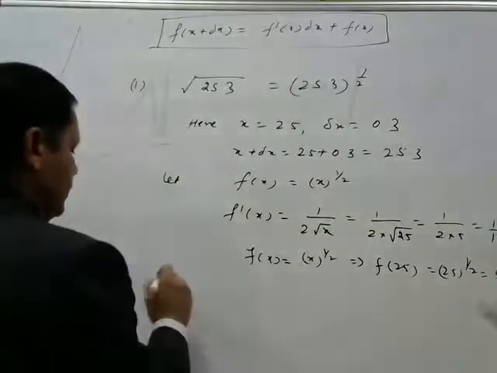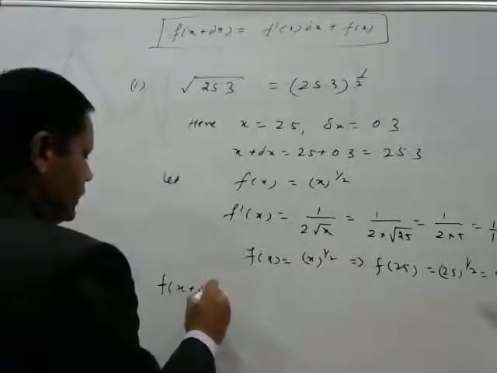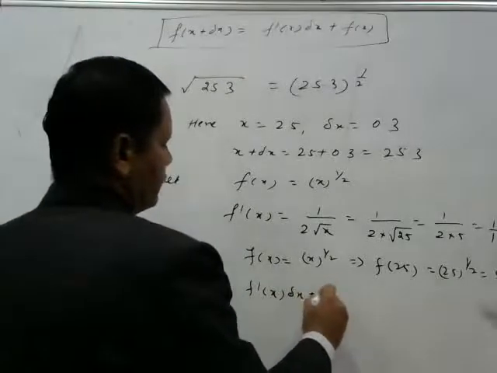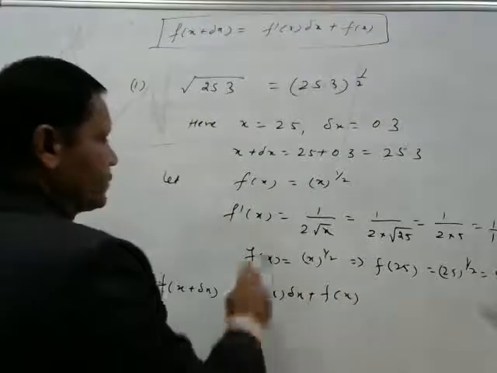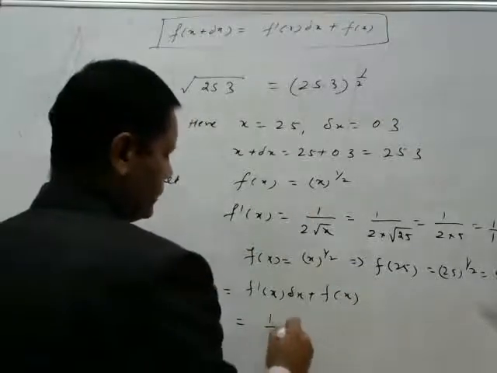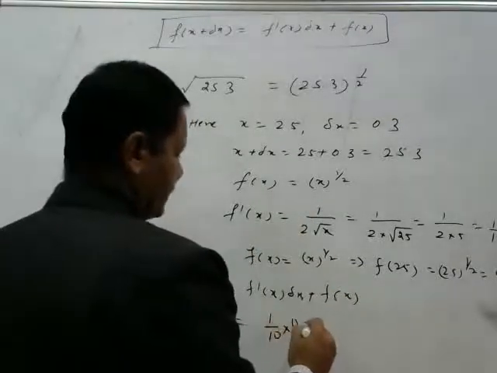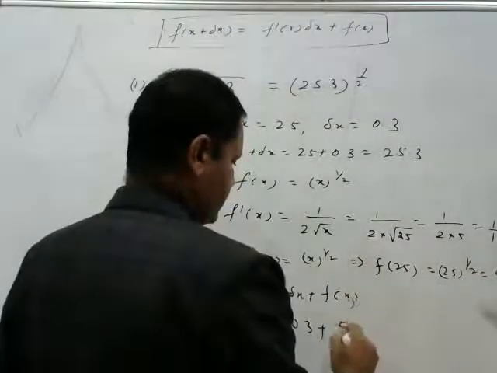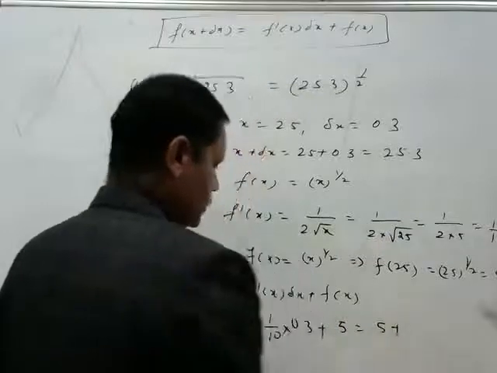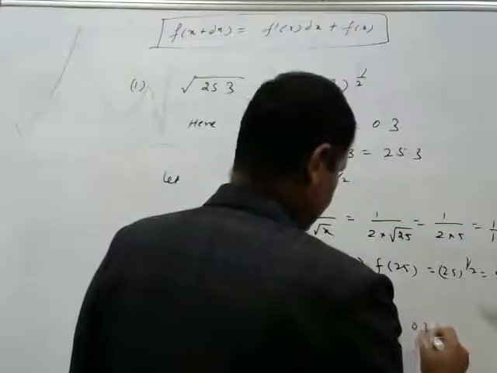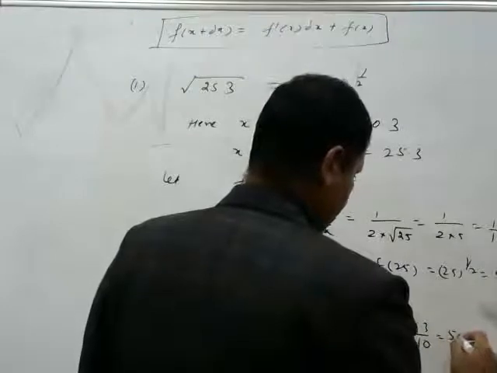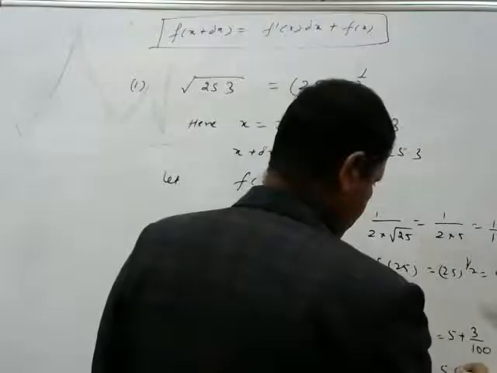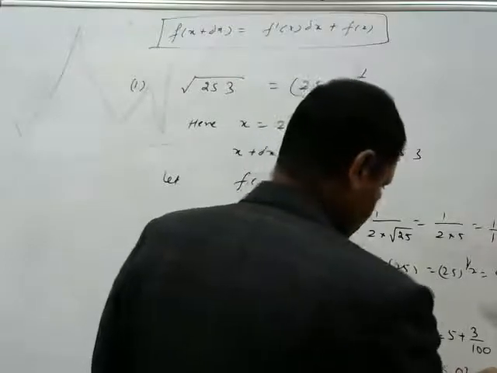Now the formula we have, f of x plus delta x is equal to f dash of x into delta x plus f of x. So now f dash of x we have calculated 1 by 10, delta x is 0.3, plus f of x is equal to how much? 5. That is now 5 plus 0.3 by 10, or I can write 5 plus 3 by 100, that is now 5.03 is the answer.